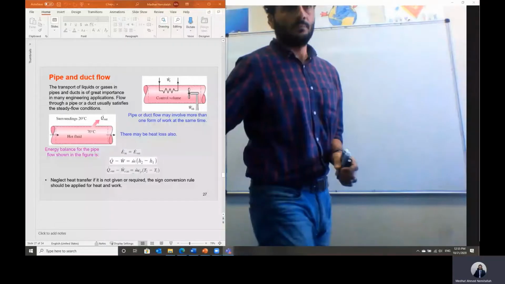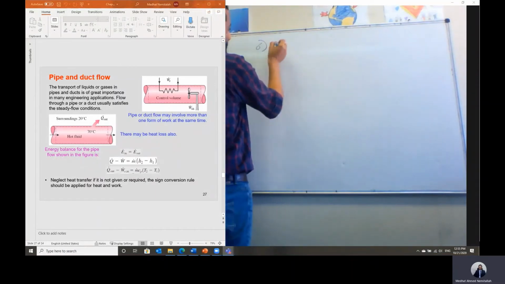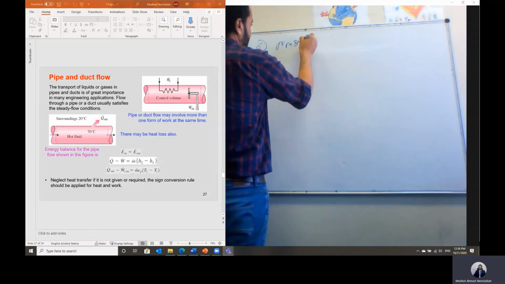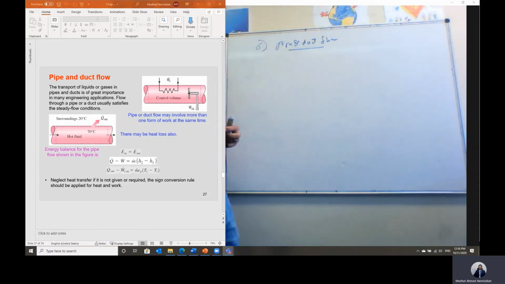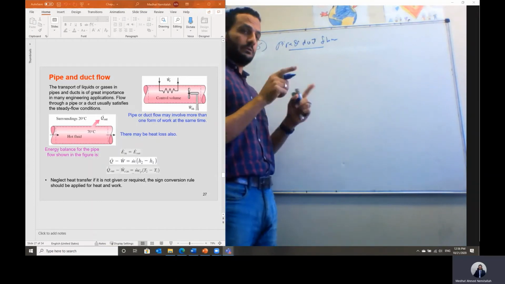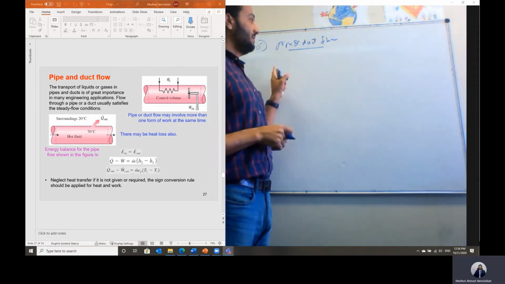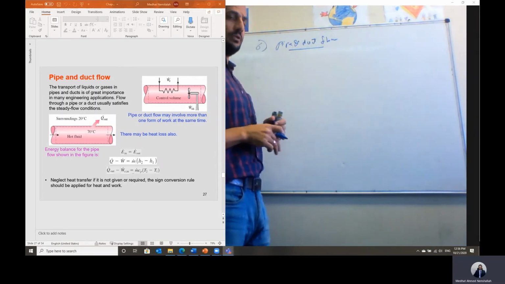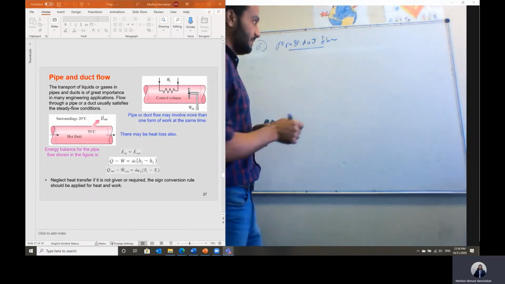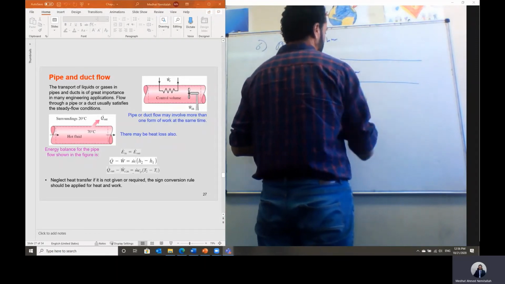Let's end with the last kind of steady flow devices, which is pipe and duct flow, when we have general flow in a pipe or a duct. A pipe has a circular cross-sectional area, where the area is equal to pi over 4 d squared. A duct, when we have a rectangular or a square cross-sectional area, we call this a duct in this case. But let's say we have general flow inside a pipe or a duct.